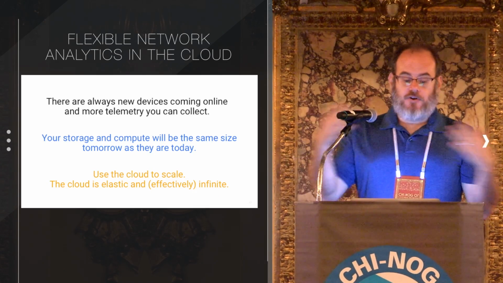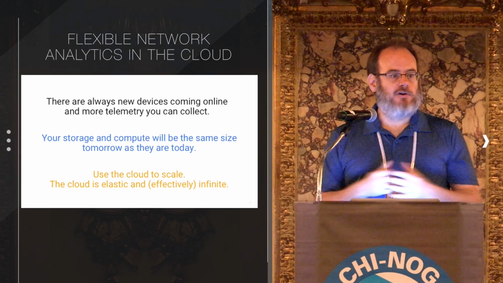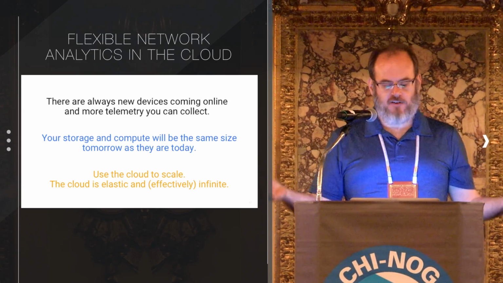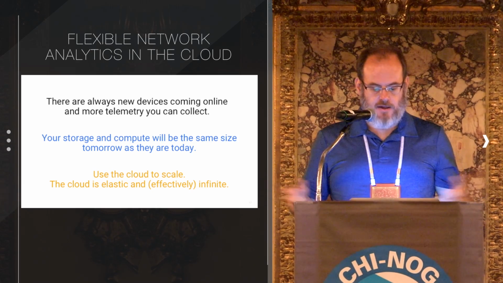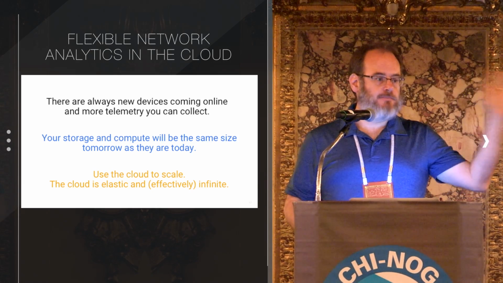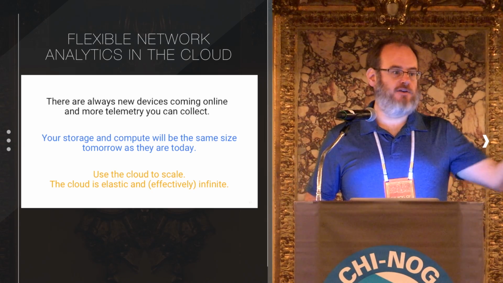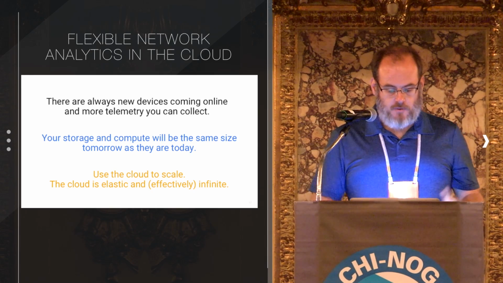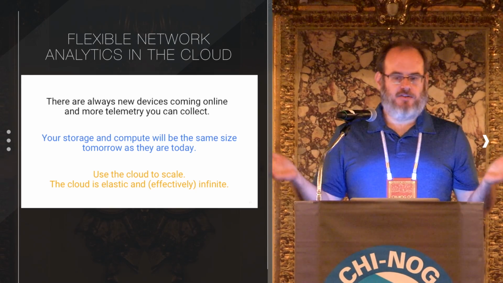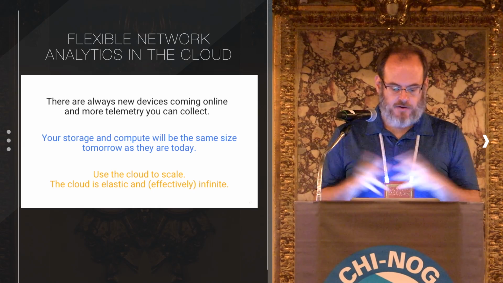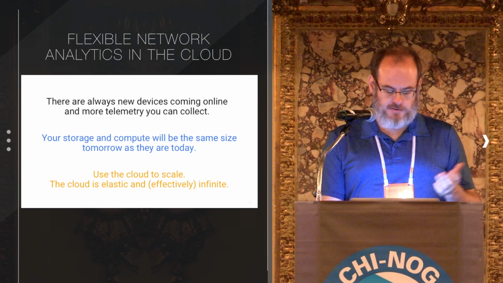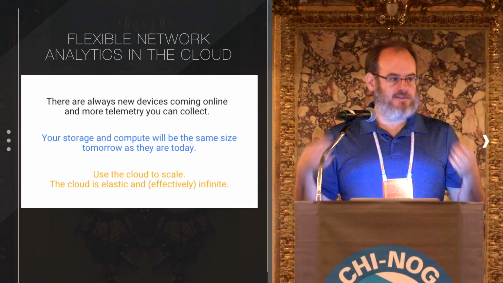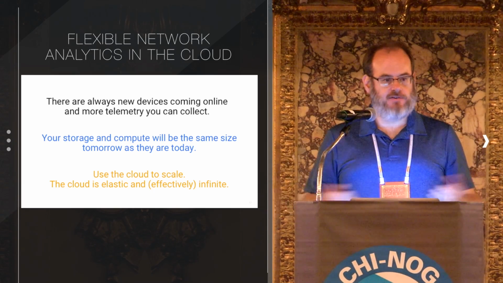Since there are always more devices coming online and more telemetry that you want to be gathering, if you build this yourself, your compute and storage will be the same size tomorrow as they are today, which means you're trying to do more with more data, but with the same size. I think this is the pretty clear value proposition for the cloud in general: use the cloud to scale. The cloud is elastic, it scales both up and down, and at the scales we're talking about, it's effectively infinite. So you don't have to worry so much about this infrastructure.